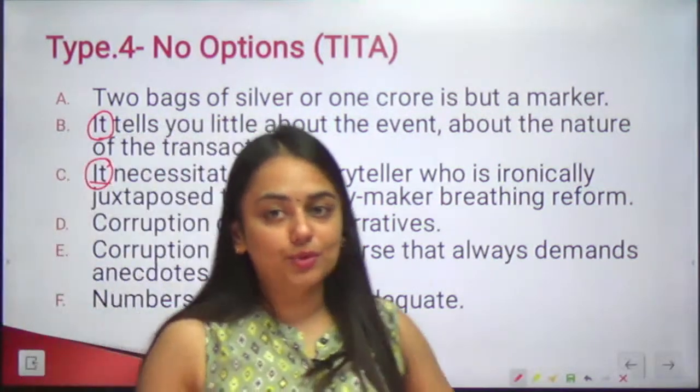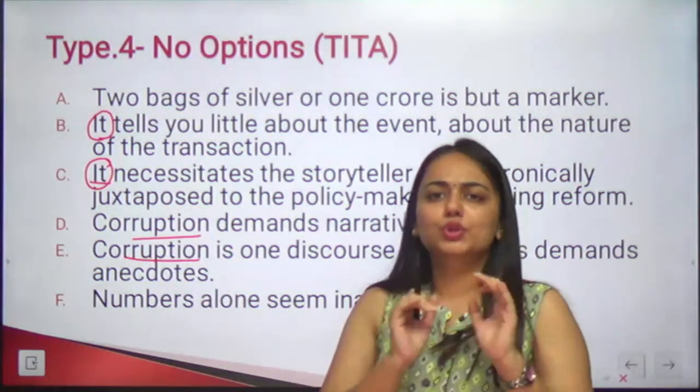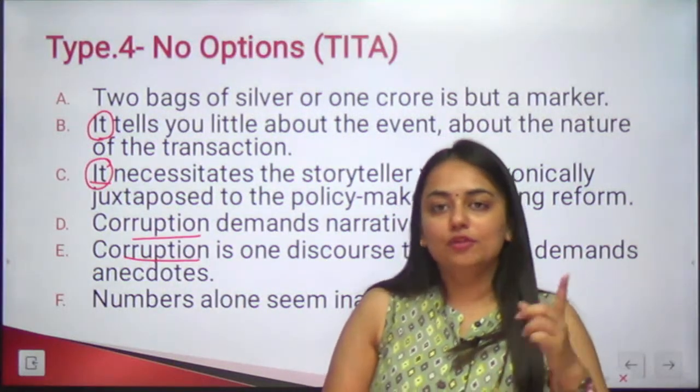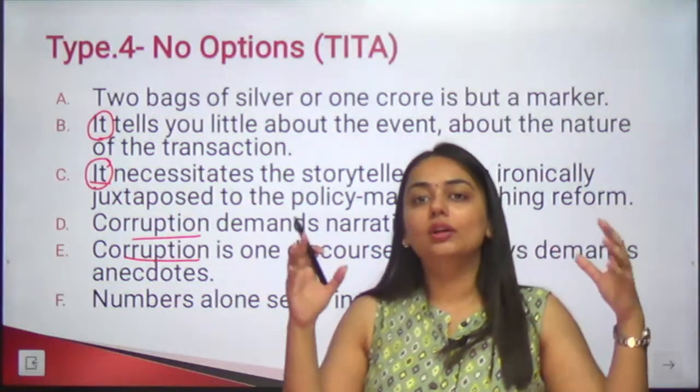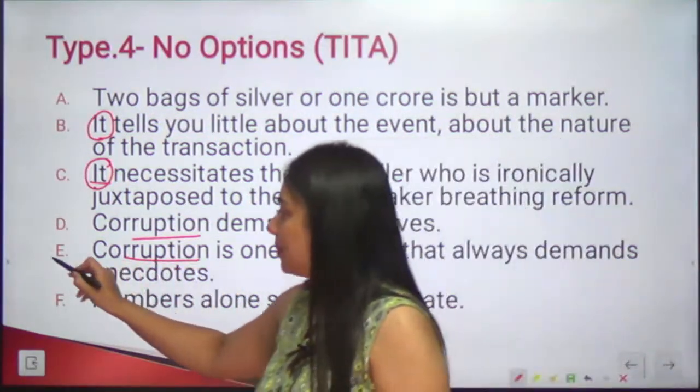So there are 2 options which are talking about corruption. They are giving us the introduction. Which one should be the more appropriate one? We will go with one which has a broader spectrum or outlook, I would say. So E is the apt one.